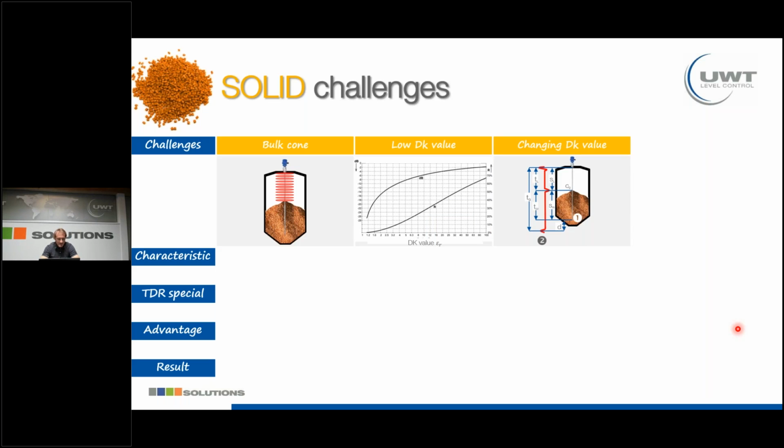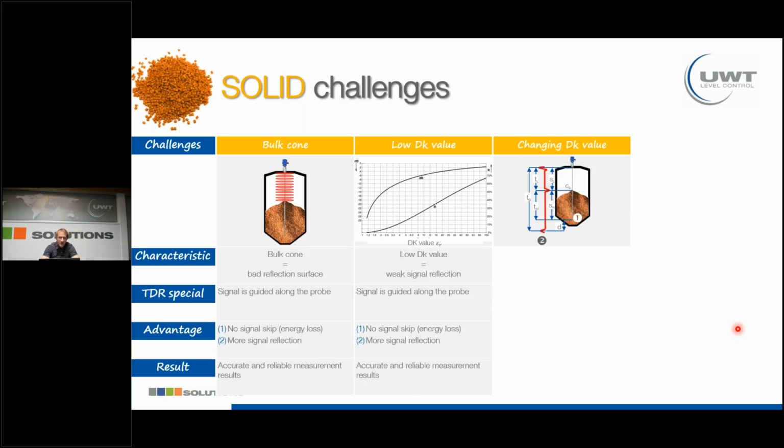Three other challenges in solid applications. You can always find this bulk cone, so we do not have a flat surface, and also the bulk solids have a low decay value. Those two elements, this bulk cone and the low decay value, influence the reflection of the transmitted electromagnetic pulse. So bulk cone, bad signal surface, and low decay value, a weak signal reflection.